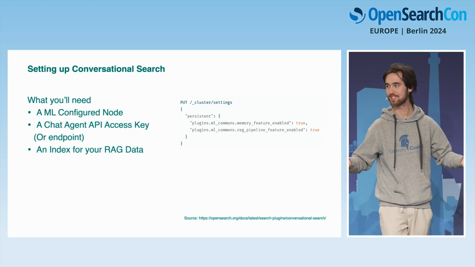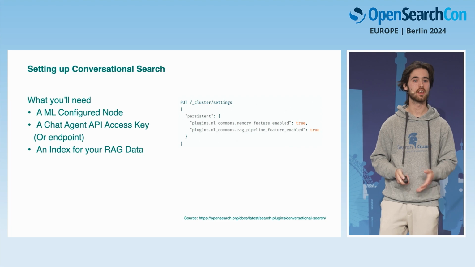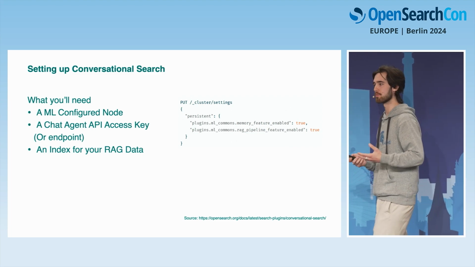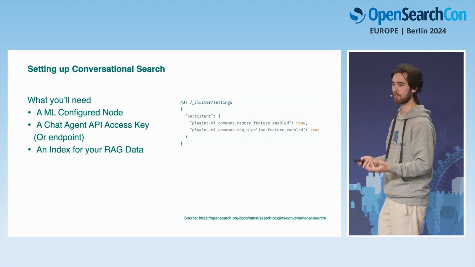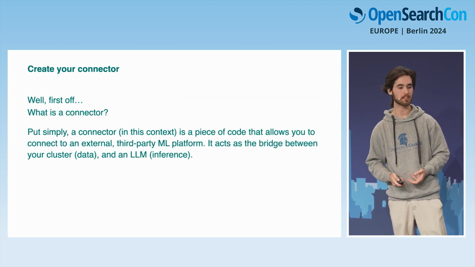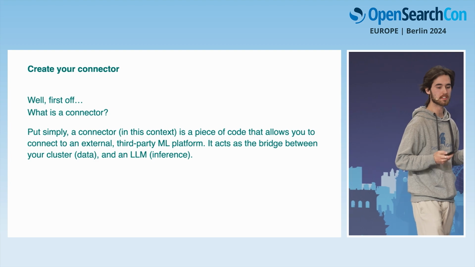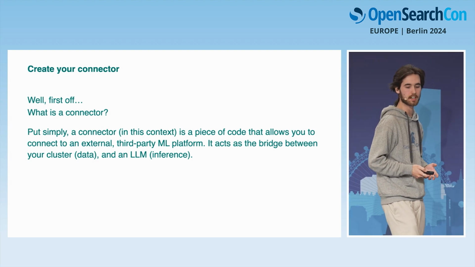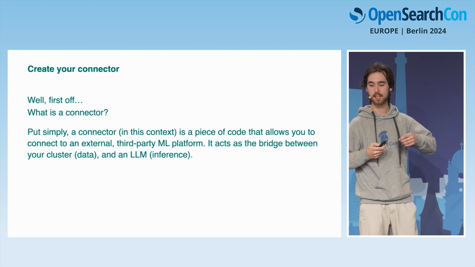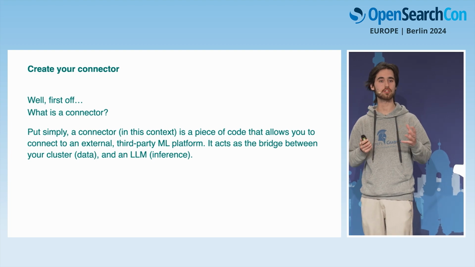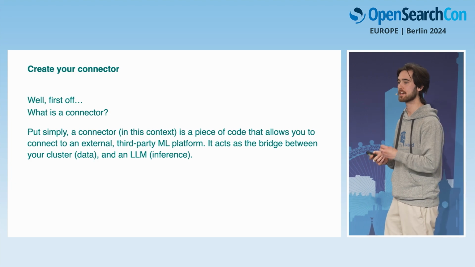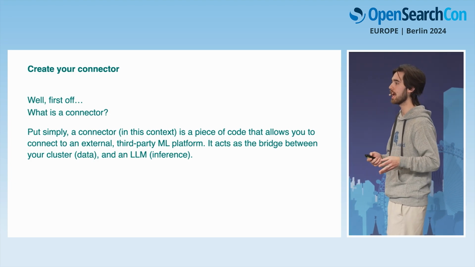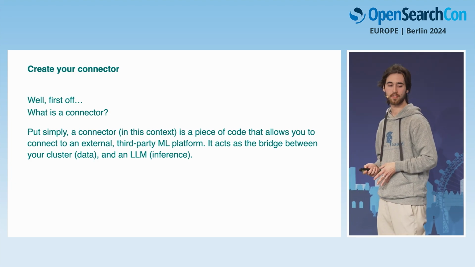And then finally, of course, you'll need an index, a database, somewhere where you're storing your data, and somewhere where you will retrieve that data to send into a chatbot or an LLM for inference. So moving on, you've got to create your connector. This is the first big step in this process, but what is a connector? As I said before, it is a piece of code that allows you to connect to an external third-party platform, machine learning platform in this context, and acts as that bridge between your cluster and the LLM used for inference.